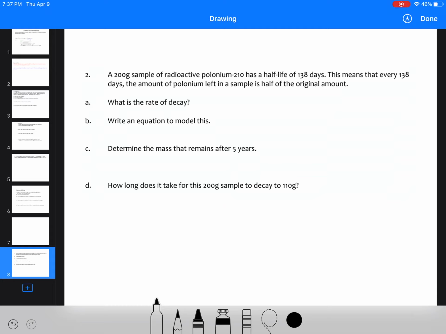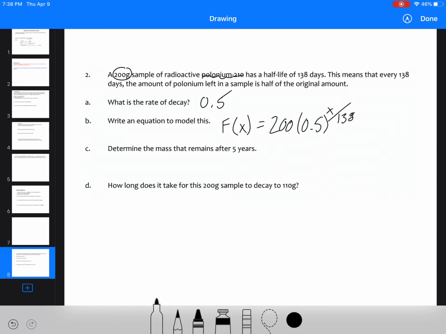All right, so last question here. We've got a 200 gram sample of plutonium. We've got a half-life, which means that every 138 days it goes down to half. So our decay rate here is 0.5 because we have a half-life. Our equation, we've been using f for everything, so f(x) equals, our sample is 200 grams. Okay, that's important. This is not, that's just the name of the product. A lot of people confuse that.